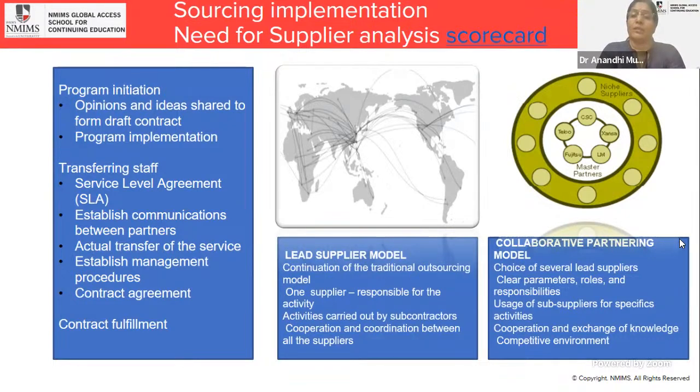We have one more model, that is the collaborative partnering model. You have a choice of several lead suppliers, and there will be clear parameters, roles and responsibilities. In the lead supplier model, one person takes charge of all the other suppliers, but here it is not like that. You as a brand will go and collaborate with multiple partners or suppliers, right? Two brands come together, sharing the same culture, same processes, same ideologies, and then you make it happen. That is the collaborative partnering model. Like when Starbucks came here, they came as Tata Starbucks.